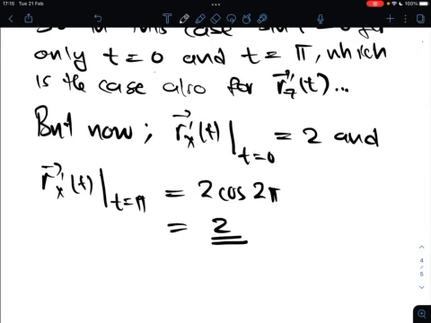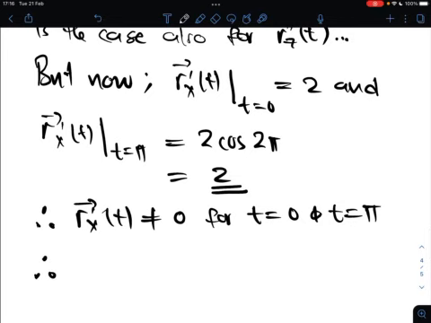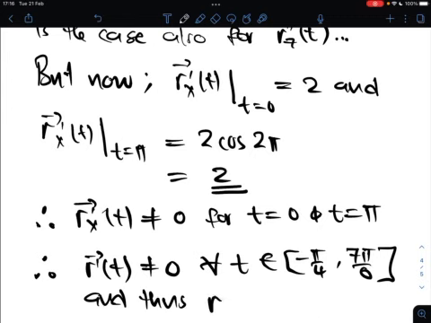So therefore, what do we see? We see that r_x prime of t is not equal to 0 for t equals 0 and also for t equals pi. Therefore, r prime of t is not equal to 0 for all t that lies in the given interval, which was negative pi over 4 to 7 pi over 6, and thus r of t is regular.